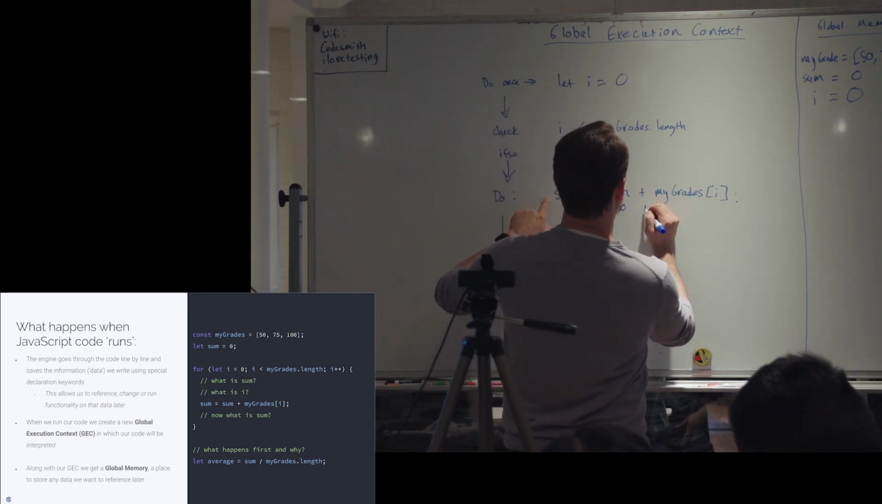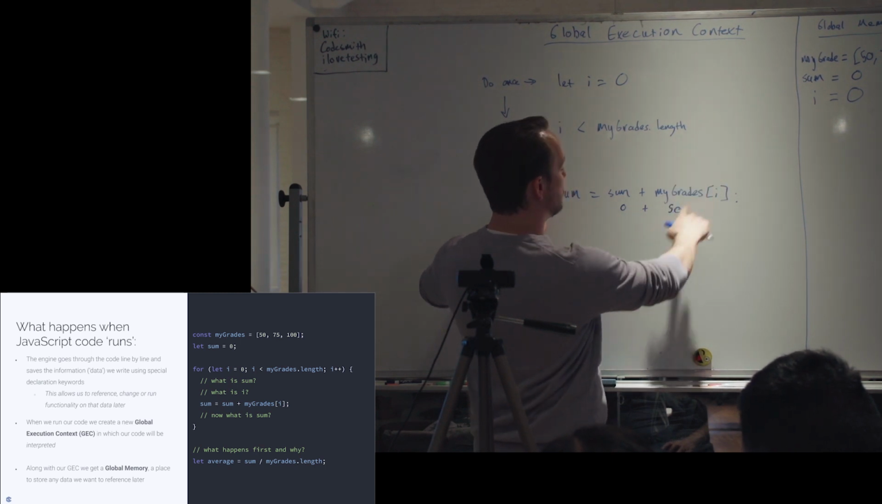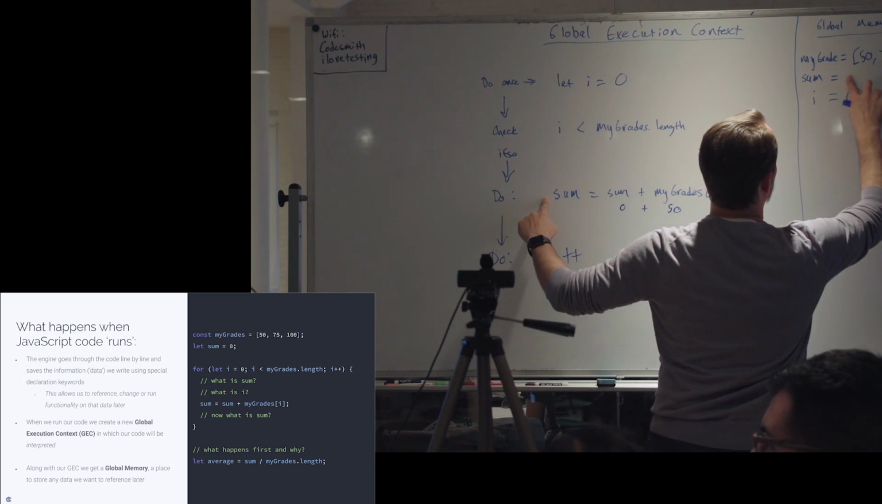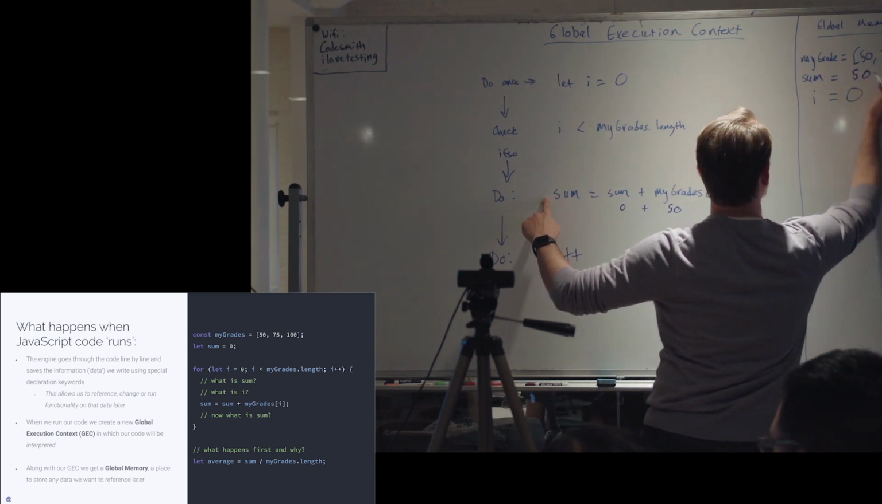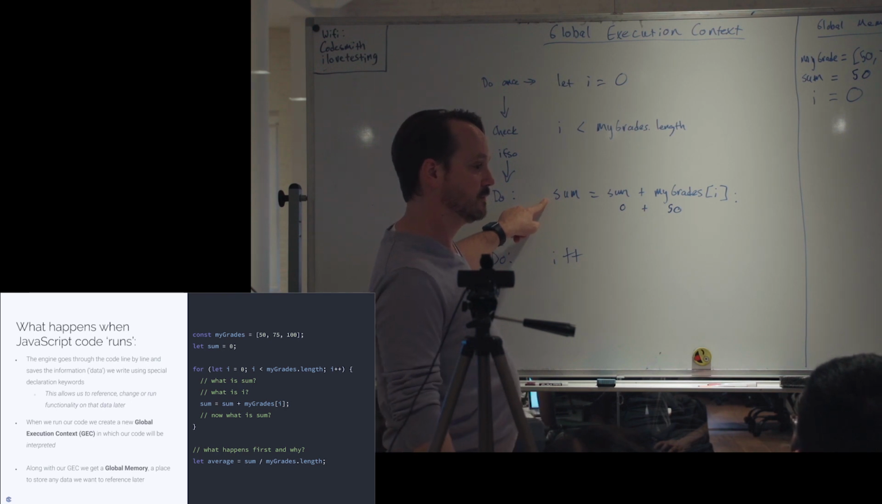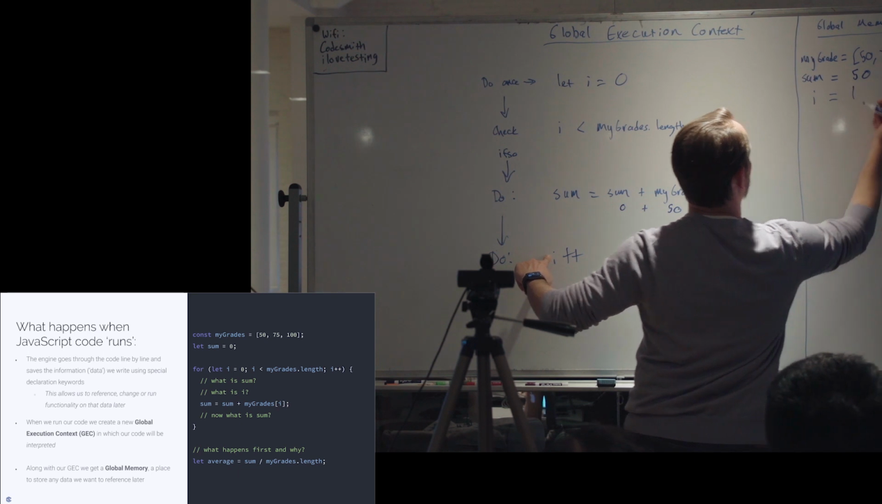So 0 plus 50. Currently sum is 0, and mygrades[0] is 50, right? So now we change the new value of sum to 50. Okay. What's next? Then you'll increment by 1. We're going to change I to 1. Okay.